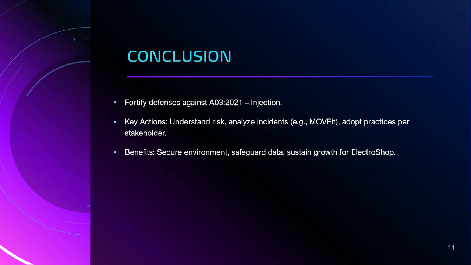In conclusion, addressing A03:2021 Injection strengthens Electroshop's defenses against these ever-present threats. By understanding the risks, analyzing incidents like the ongoing MOVEit saga with its 2025 vulnerabilities, and adopting tailored practices for each stakeholder, we create a secure environment that protects sensitive data and drives sustainable growth.